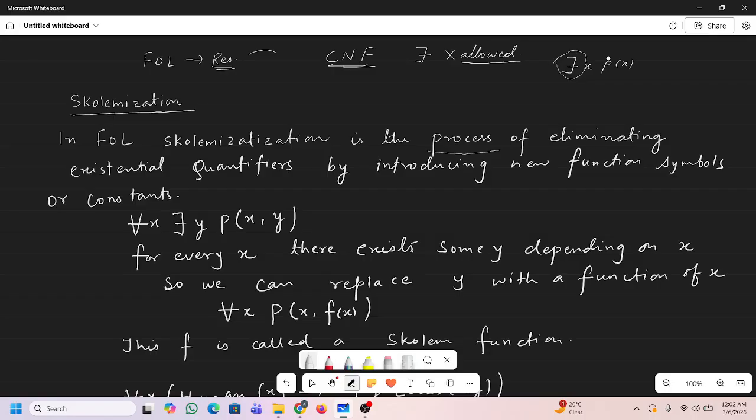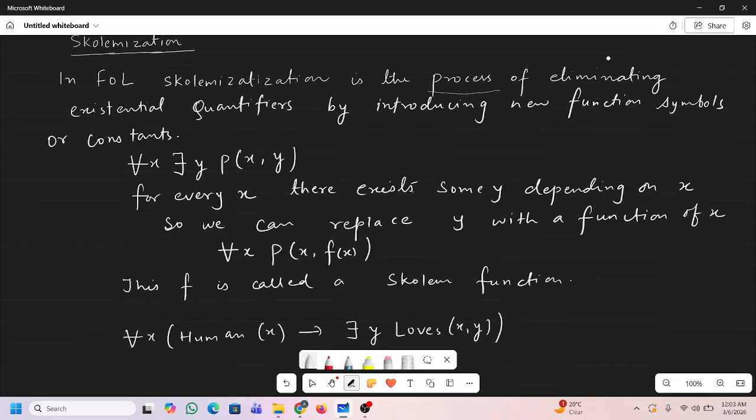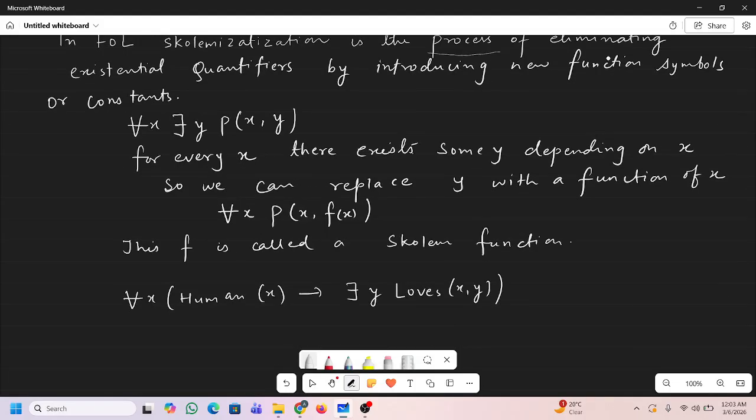So let us say we are given this statement: for all x there exists some y, p of x comma y. What it says is, for every x there exists some y depending upon x. That means y is dependent upon x, so we can replace y with a function of x, that is, for all x, p of x comma f of x. This f is called a Skolem function. Where did we write this f of x from? Because we are saying we can replace y with a function of x, so we call it a Skolem function.